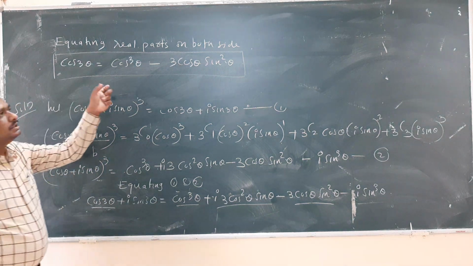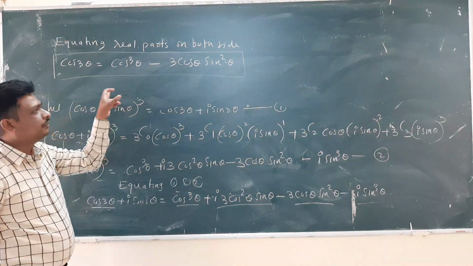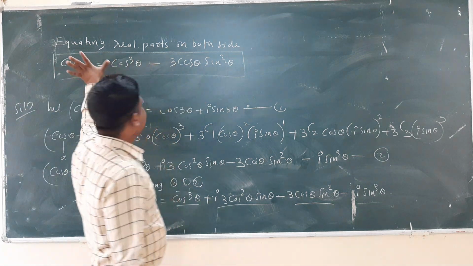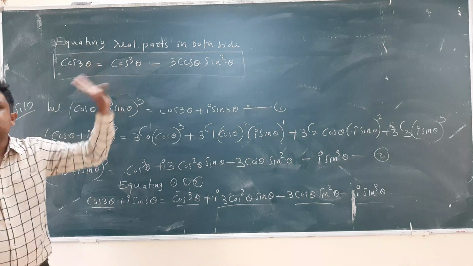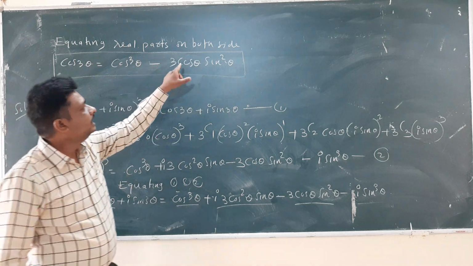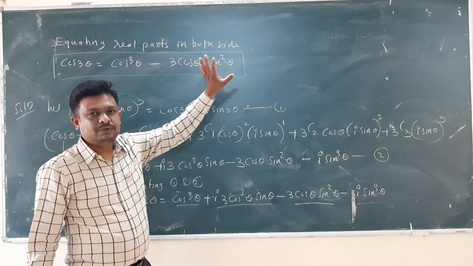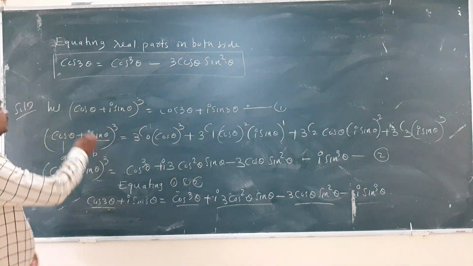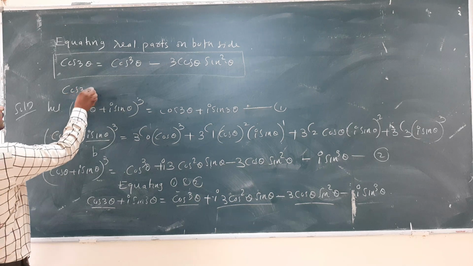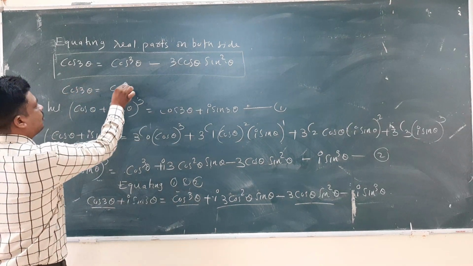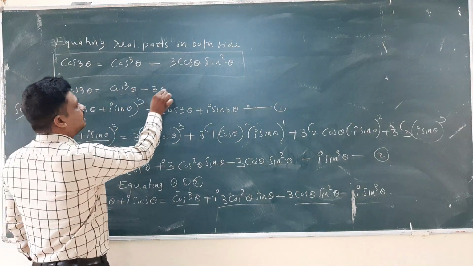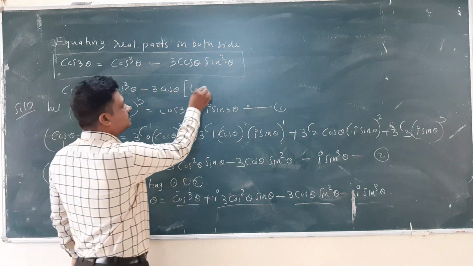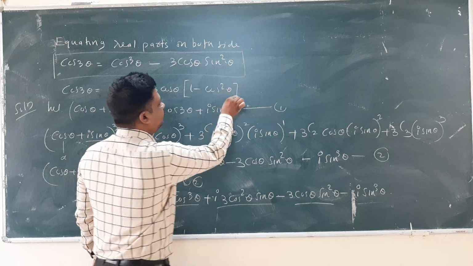See, in the question they have mentioned that we have to express cos 3 theta in terms of cos only. But here our answer includes sin square also. So I will convert this sin square into cos. Therefore, cos 3 theta is equal to cos cube theta minus 3 cos theta. I will write sin square as 1 minus cos square theta.